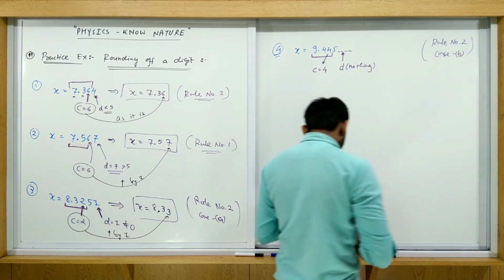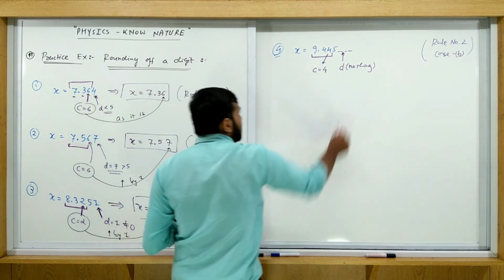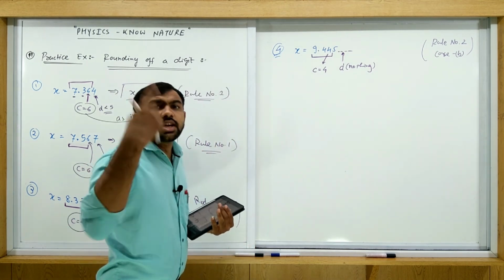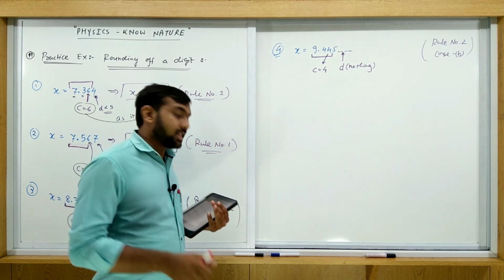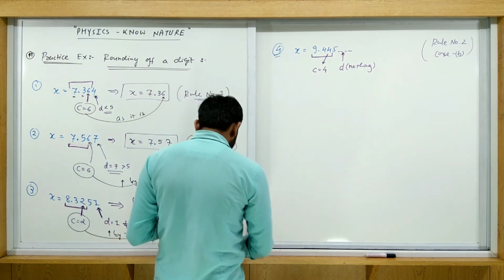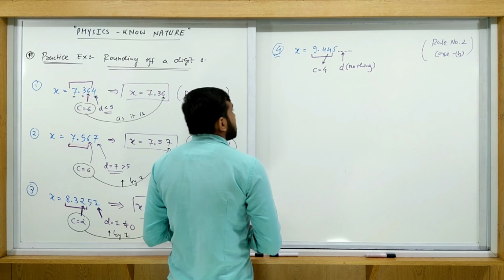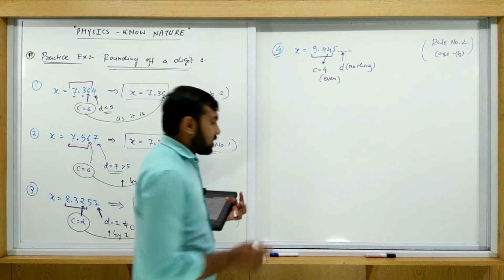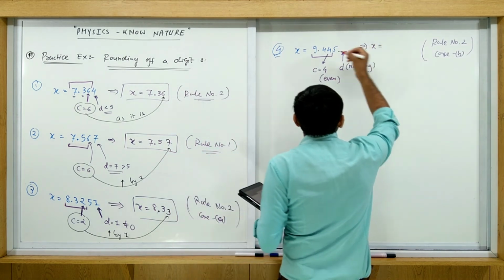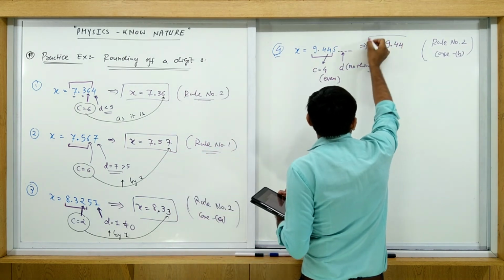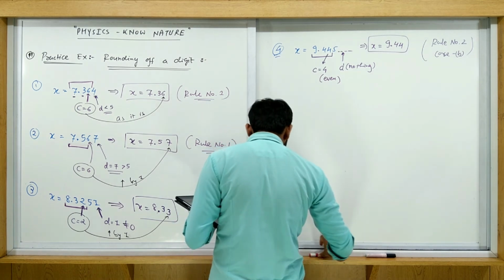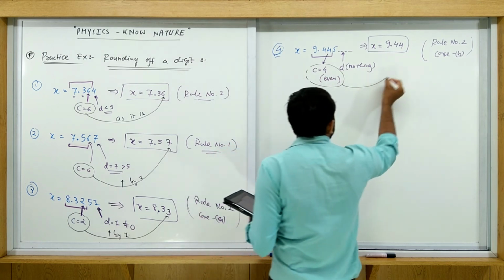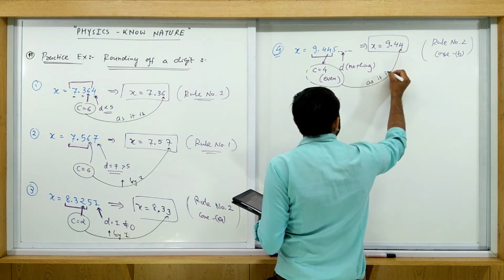Rule number 2, case B. Okay, what we are doing here: if nothing is present, then if this C is odd, increase it by 1. If C is even, keep it as it is. So right now tell me, C is what? Even or odd? So C is even. If it is even, there is no change. So what is our answer? X is equal to 9.44, our answer. So here you write this even. This number is even, so as it is, there is no change.